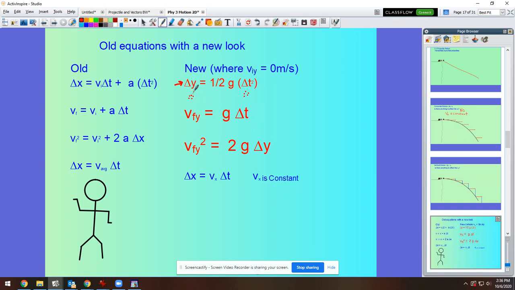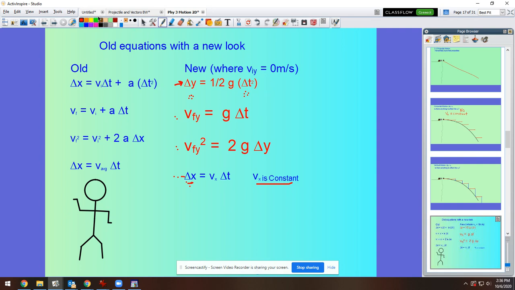Or, I am so far above the ground, it will take this long to reach the ground. And these are nice, but we don't usually look for the final velocities in the vertical of our cannonball that often. But this here, how far does our cannonball go? That's a big deal right here. Our delta x. Now what's cool is, because velocity is constant, it's just displacement equals velocity times time.